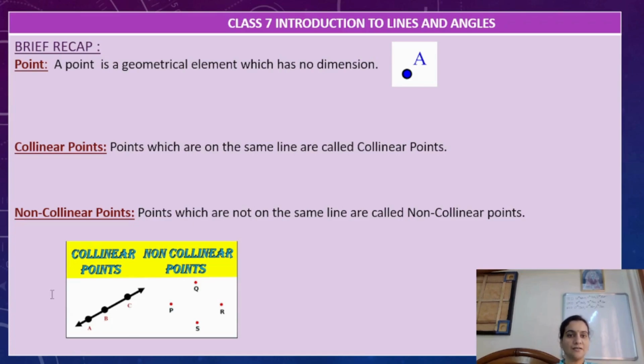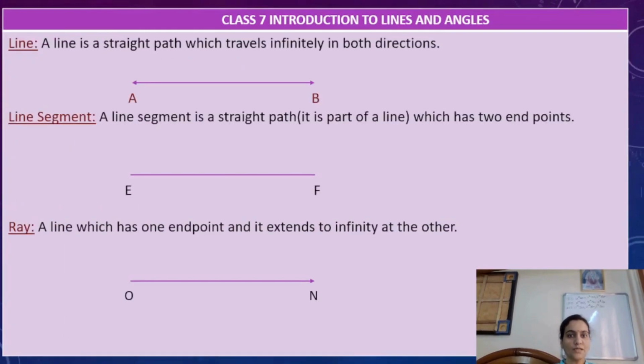Now let's understand further what is a line. A line is a straight path which travels infinitely in both directions. See here, I have given this line the names A and B, but A and B are not the end points of this line. If you keep on extending, this will go infinitely in this direction, and in A's direction also. If you move ahead, it will go ahead and not be ending anywhere. So it will go on infinitely. So that kind of a straight path is called a line.